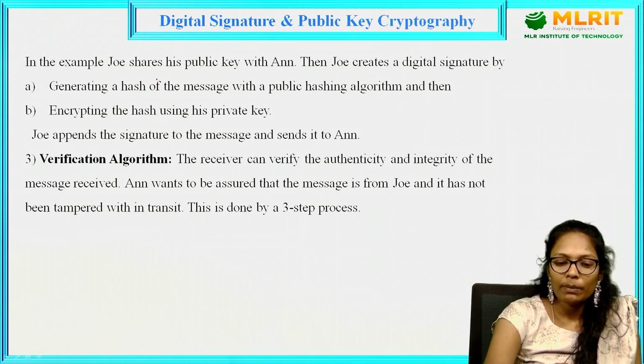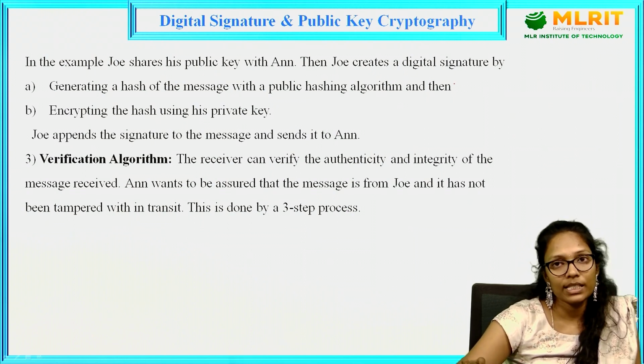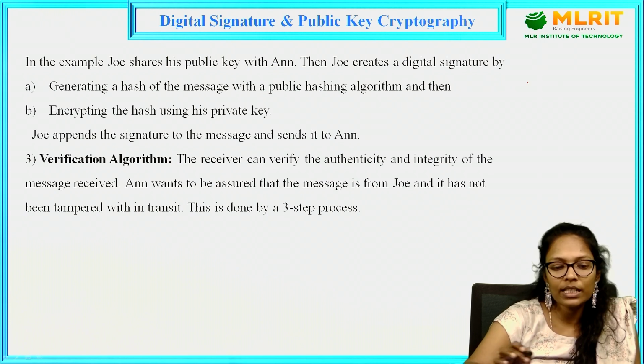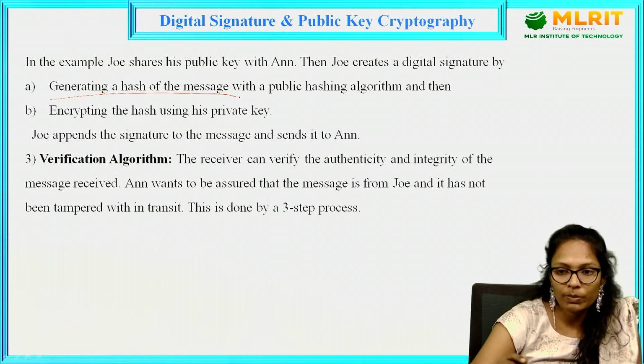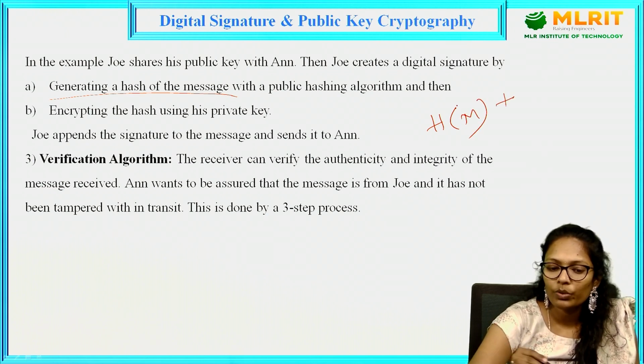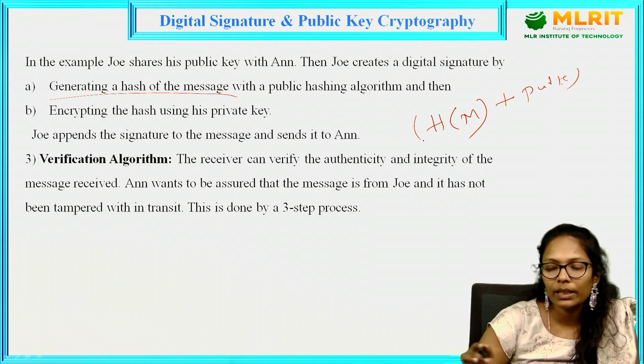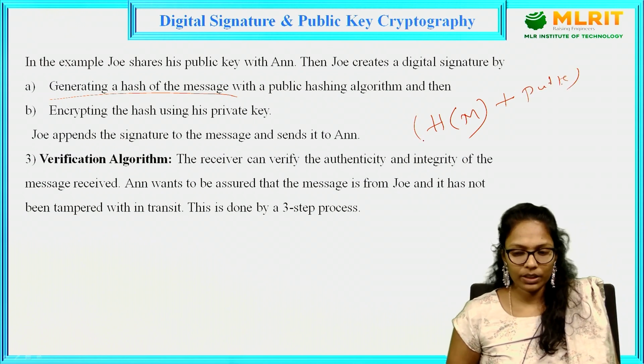So in this example, Joe shares his public key with Anne. Then Joe creates a digital signature. How is he creating the digital signature? By generating the hash of the message. For the message, he is generating the hash, and then encrypting the hash using the private key, right?